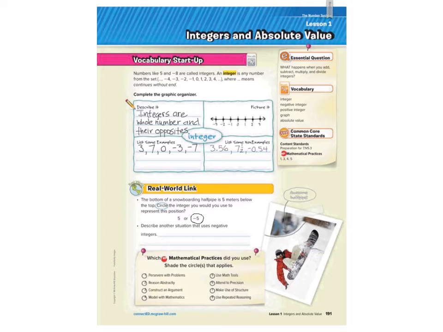Describe another situation that uses negative integers. It's starting to get a little cooler. It hasn't made it to wintertime yet, but as we get into this winter season, we may see some temperatures that drop below 0. So an example of a temperature that is below 0 would be -8.